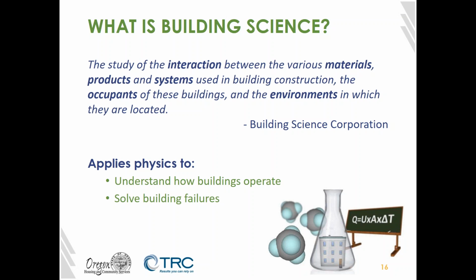There's also the systems that are operating. So the heating system, the ventilation system, the lighting system. And then there are the people in the building. You are sitting in the building and you are affecting it in certain ways. You're turning things on and off. You're walking in and out of doors. You're opening windows. You are perspiring. You are breathing. You're adding heat to the space. And all of those interactions are affecting the building and affecting how energy moves around the building. And essentially, building science applies physics to understand how buildings operate and to solve building failures.